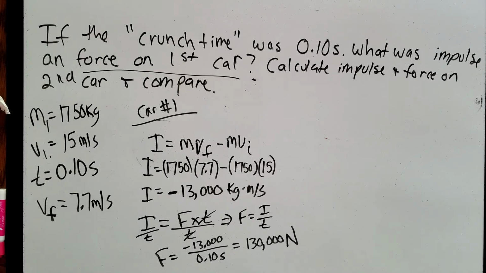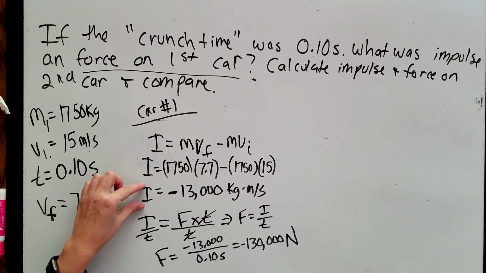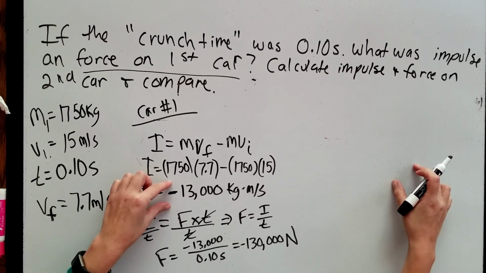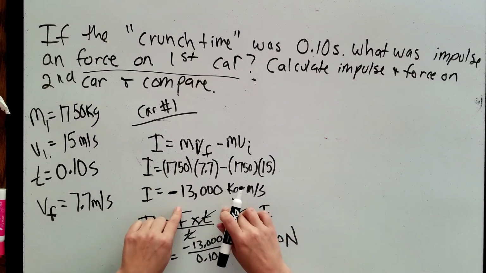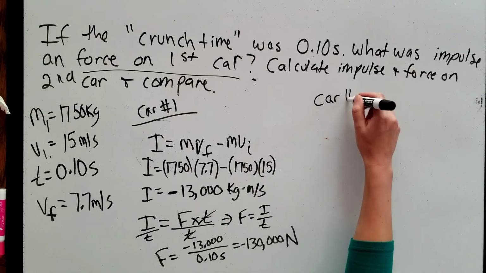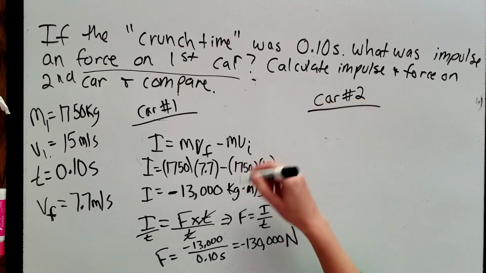Okay, so what I'm trying to show by doing this calculation, and it's a negative, is that impulse and force always come in action-reaction pairs. What that means is car 1's impulse is going to be negative. When I calculate car 2's impulse and car 2's force, it should be positive and it should be of a similar magnitude. All right? So let's look at car 2 over here. Let's calculate it and compare.